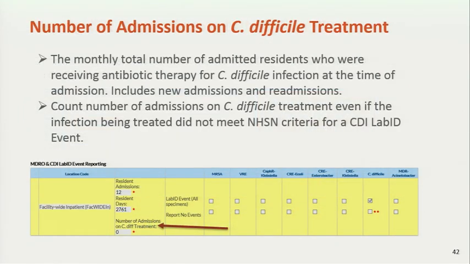I want to talk a little bit about the denominator question, number of admissions on C. difficile treatment. Again, this is the monthly total of admitted residents who are receiving antibiotic therapy for C. difficile infection at the time of admission. This does include new admissions and readmissions into your facility. The count number of admission, so you would want to include treatments even if the infection being treated did not meet the NHSN C. difficile LabID event definition. So you're looking at treatment and not necessarily if that resident meets the NHSN criteria.